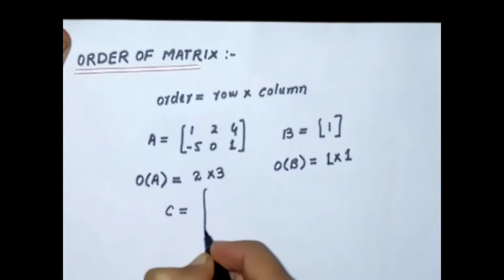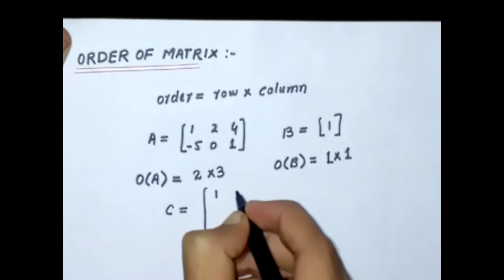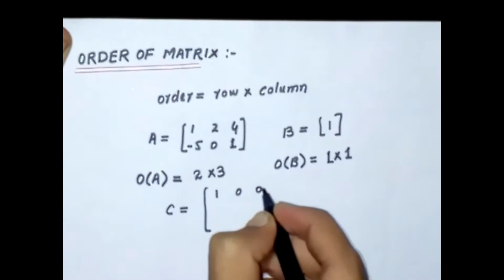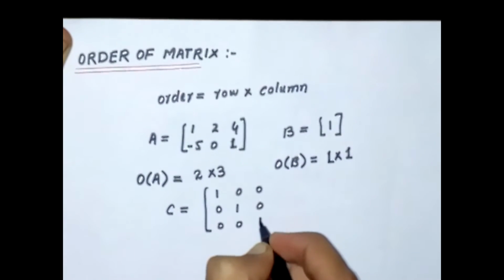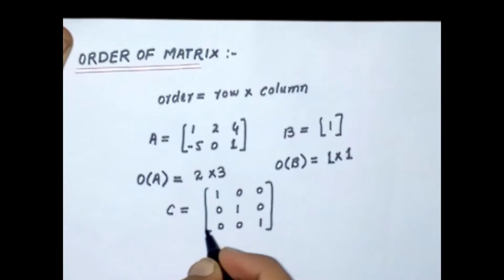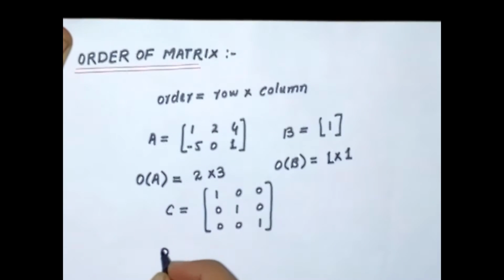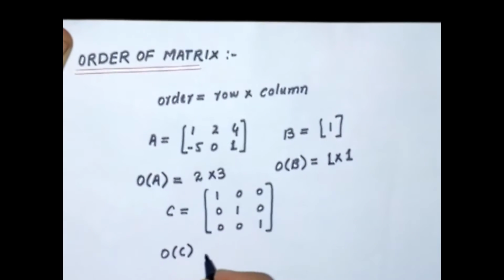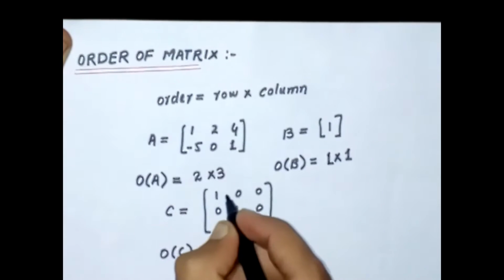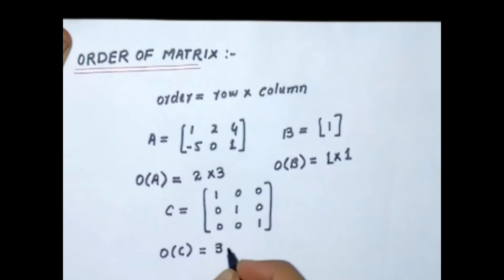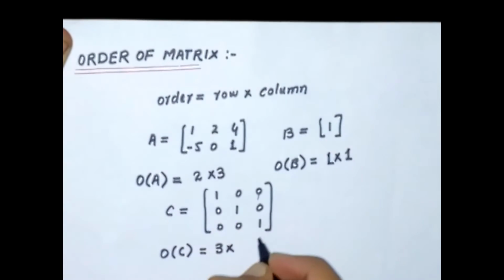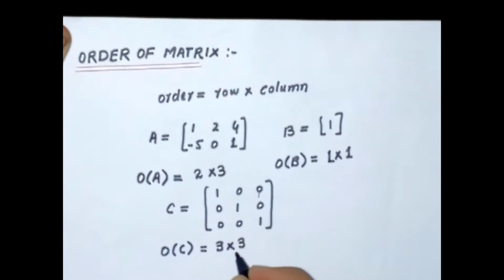C is another matrix which has the entries 1 0 0, 0 1 0, 0 0 1. Now what's the order of C? In C we have 3 rows and we have 3 columns, so the order of C is 3 cross 3.